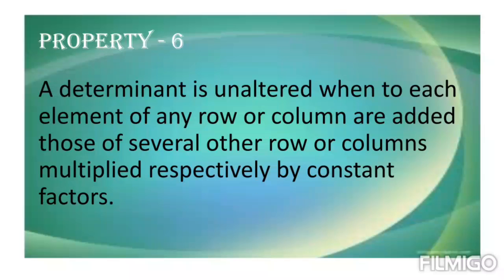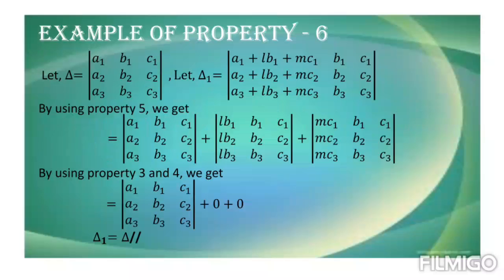A determinant is unaltered when to each element of any row or column are added those of several other rows or columns multiplied respectively by constant factors. Let's see our example. We can easily understand this property by seeing our example, right? Here we consider our determinant del equal to A1 B1 C1, A2 B2 C2, A3 B3 C3, and then we need to find our multiple terms, right?